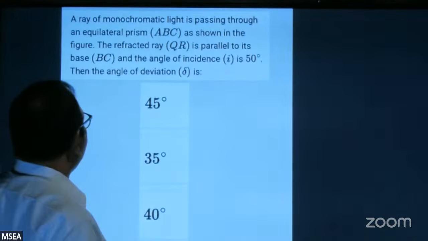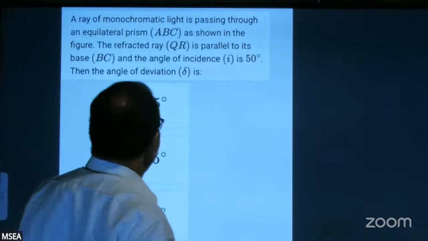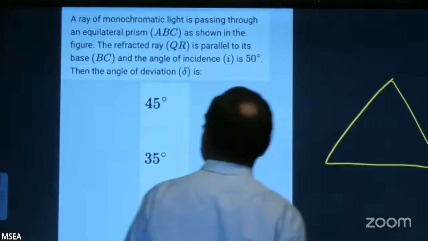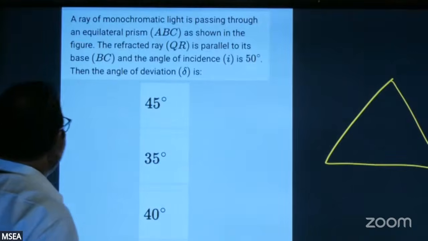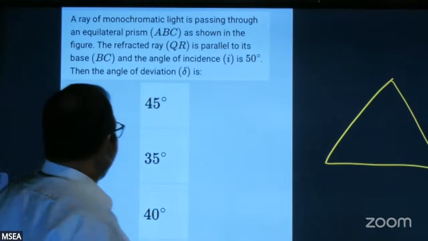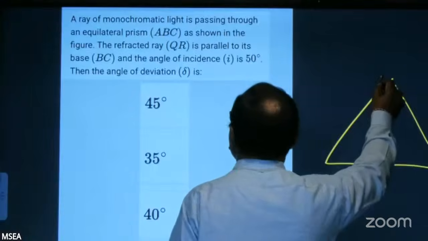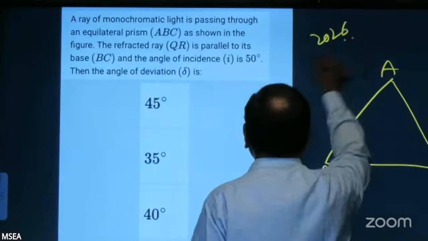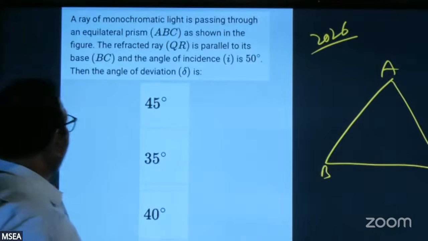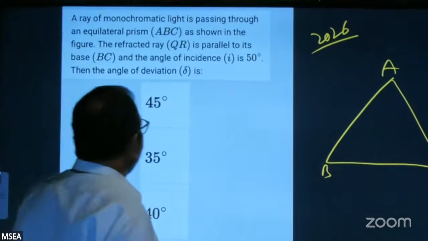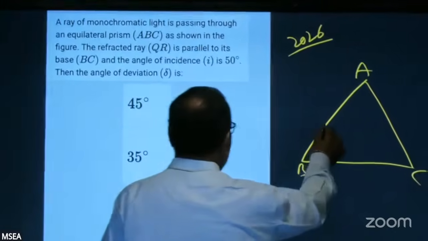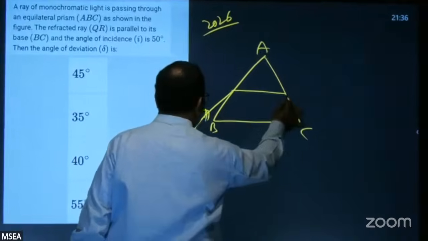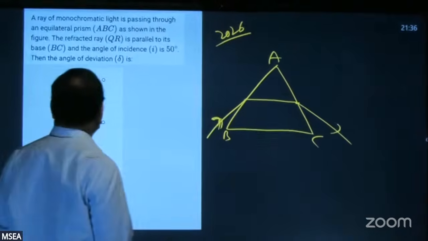Let us take a ray of monochromatic light passing through an equilateral prism ABC as shown in the figure. Of course, the figure is not there. The refracted ray QR is parallel to its base, like this, parallel to its base.